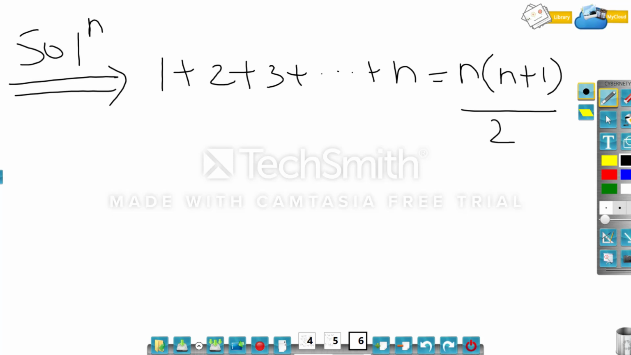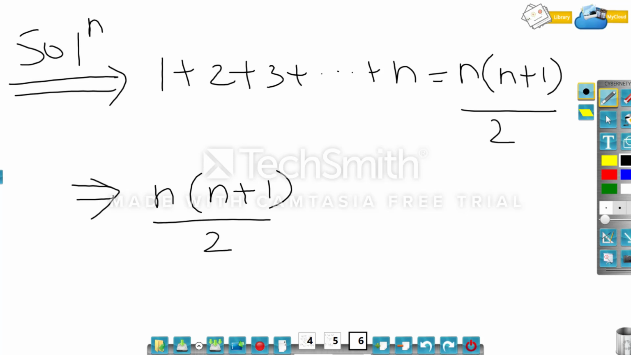So this would imply n into n plus 1 whole divided by 2. This is n square plus n by 2. This is definitely greater than or equal to n square by 2.